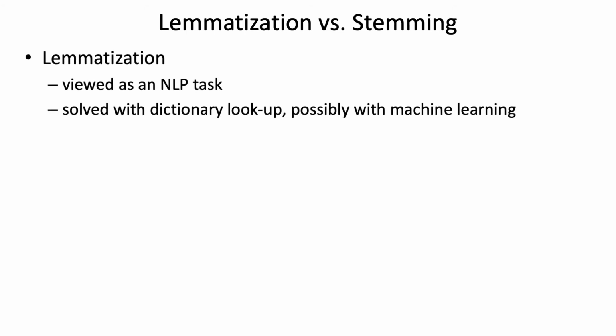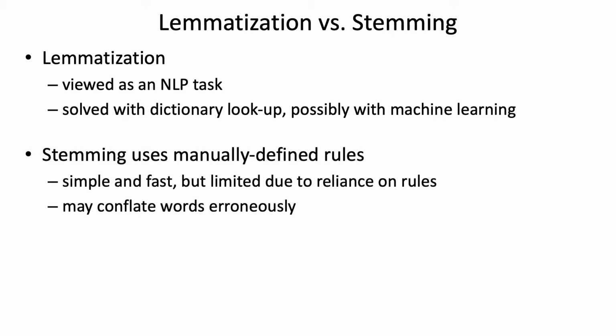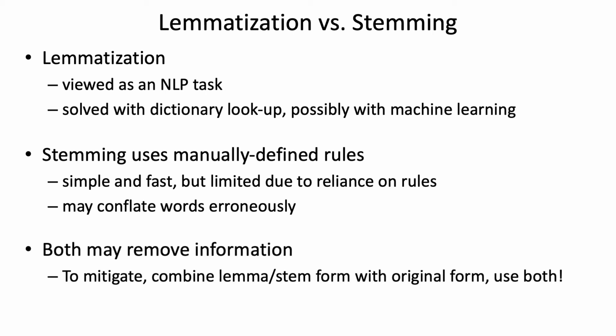Both lemmatization and stemming seek to neutralize variability due to morphology. But they differ in a few ways. Lemmatization is more likely to be treated as an NLP task and solved with resources and potentially with labeled data and machine learning in order to take context into account. Stemming usually uses manually defined rules, which makes it simpler and faster to run, but there are more potential errors and limitations. We can benefit from these while mitigating information loss by combining them with the original text in sort of parallel streams.